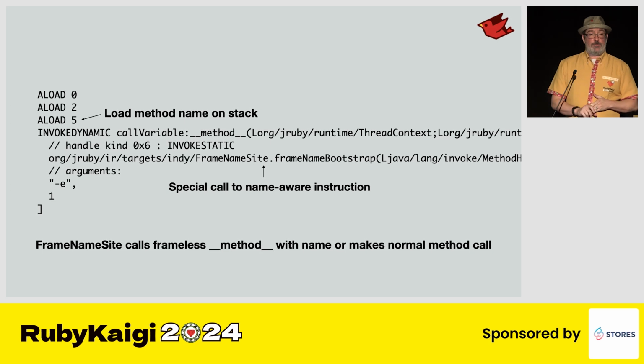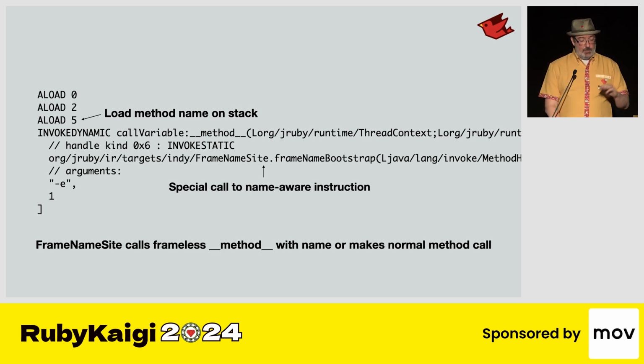So here's the example if we use our invoke dynamic tricks. Now we're loading the name on the stack, but instead of just calling the method directly, we call this special frame name call site that knows about the frame that's been called from. We put the method on the stack. Once we get in there, it decides whether to call a normal method. Maybe it's not the underscore method we expected. If it is the one that's built into core and it needs that frame name, we can call a special version, don't have to push the frame and use that overhead.